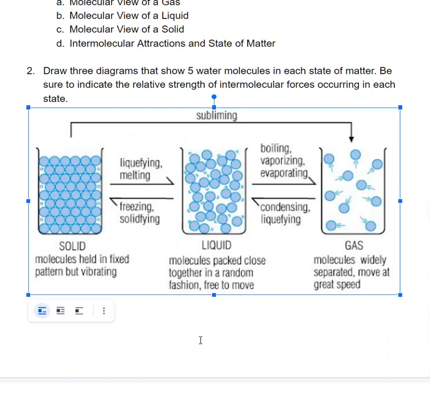In a liquid, the particles are still packed close together, but they're not packed in such a neat way and they're free to move. So those intermolecular forces are a little bit weaker. And in a gas, those molecules are widely separated, really far apart and moving at great speed. So those intermolecular forces are going to be very weak.